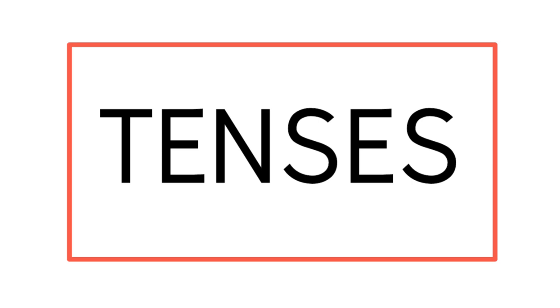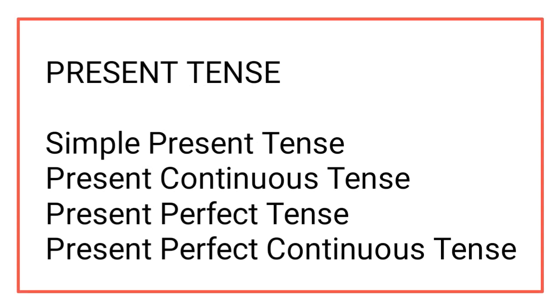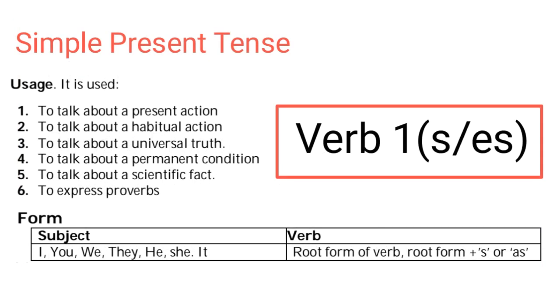As you all know, there are three main tenses: present tense, past tense, and future tense. There are four subdivisions for these three tense forms. So, as a whole, there are 12 tense forms in English. We can start with present tense. The four subdivisions of present tense are simple present tense, present continuous tense, present perfect tense, and present perfect continuous tense. We are starting with simple present tense.